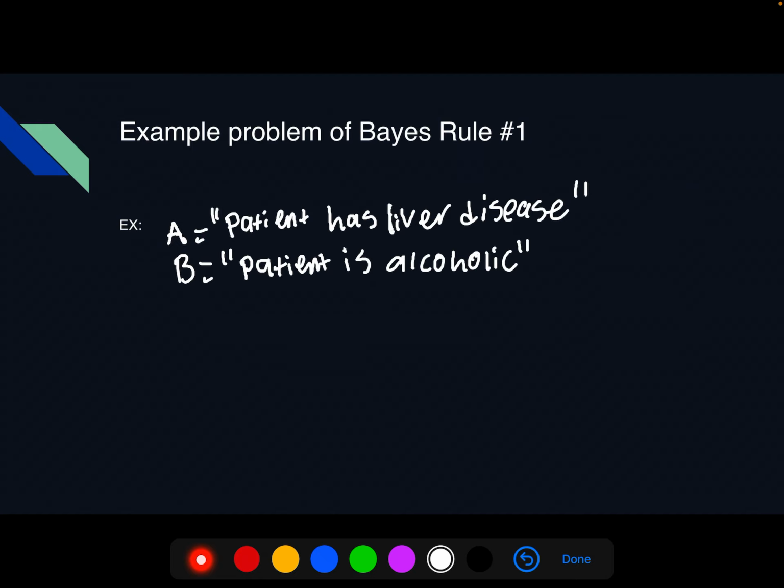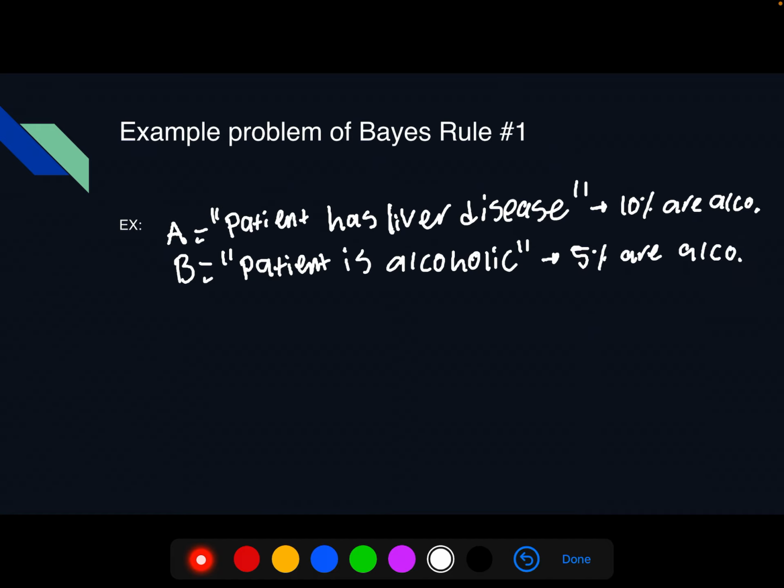And then the past data of event A shows us that 10% of patients have liver disease. No, I can't fit it on there. And then we have event B, which shows us that 5% of the patients are alcoholics. So 5% are alcoholics, and we'll just abbreviate that.